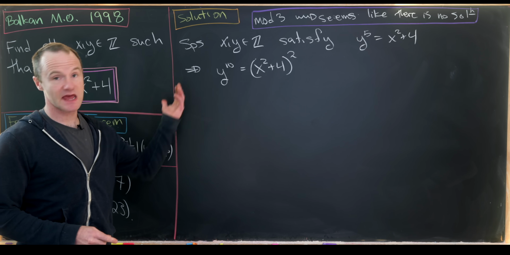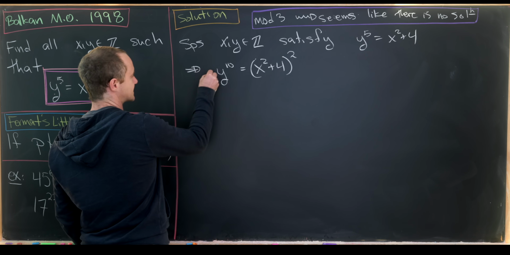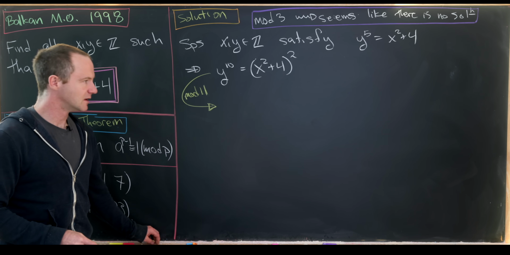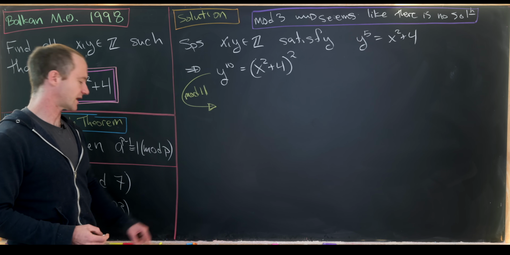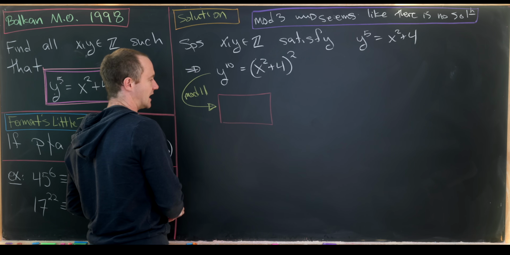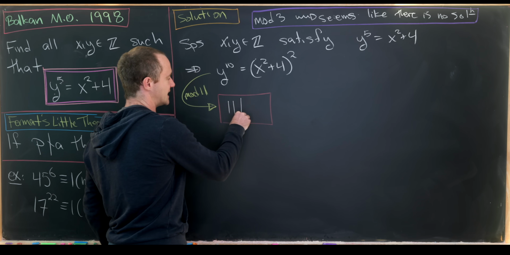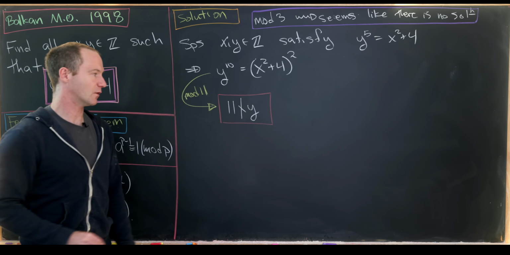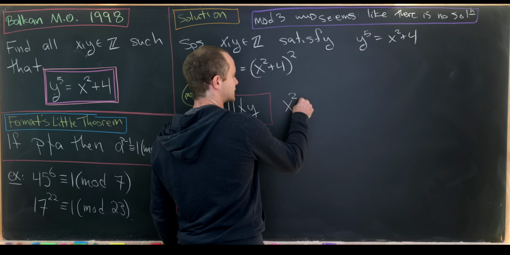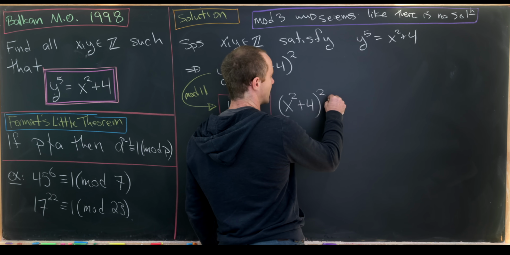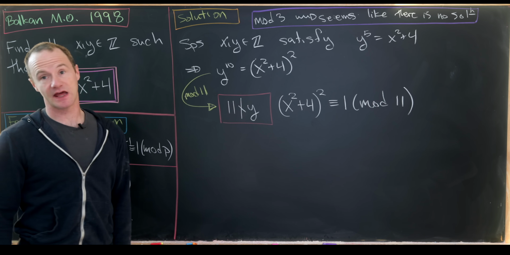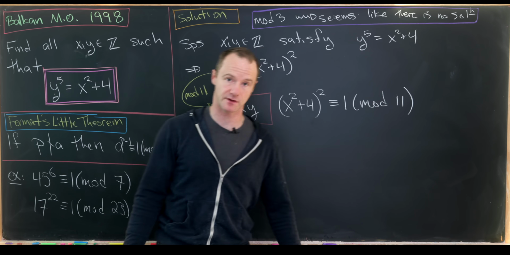Okay, but now we'll see that 10 is 1 minus 11, like we discussed, so that motivates us to reduce this thing mod 11. But if we reduce this mod 11, we have to work in the case when y is a multiple of 11 or when y is not a multiple of 11. So let's look at the case first when 11 does not divide y. In other words, y is not a multiple of 11. So that means that we have x squared plus 4, squared is congruent to 1 modulo 11, because y to the 10 is 1 mod 11 by Fermat's little theorem.